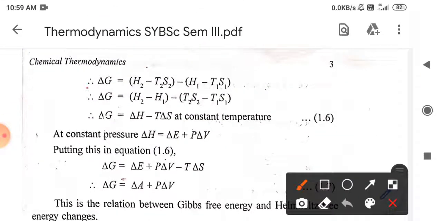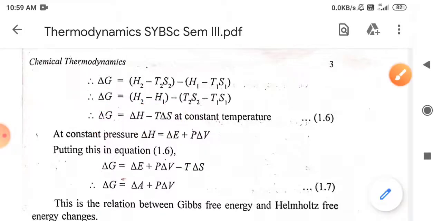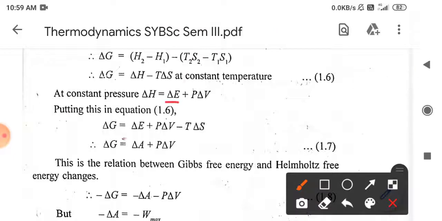So consider again the difference for the two states, initial state and final state. If we solve that expression, we get delta G as delta H minus T delta S, where delta H is the change in enthalpy, temperature is T, and delta S is the change in entropy. At constant pressure, the enthalpy can be expressed as the addition of internal energy and PV type of work, that is P into delta V. So putting this in equation number 1.6, we get what?